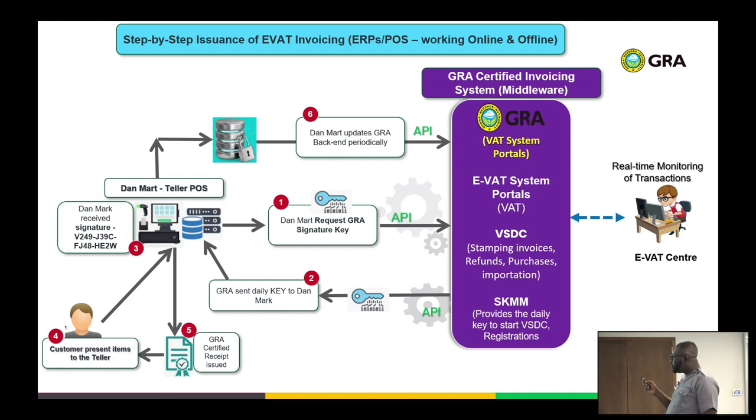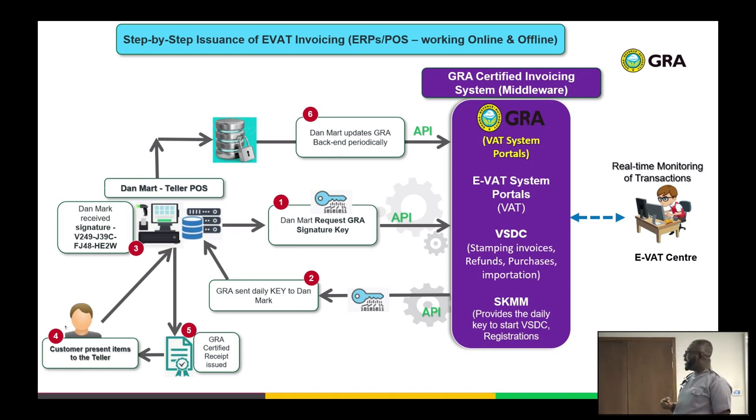And then on a going forward basis, for that particular day, all the invoices that are issued will be authenticated and validated by GRA. So at this point, the taxpayer can go offline and start issuing invoices. So number 3 is where the customer presents the items to the teller at Danmat.